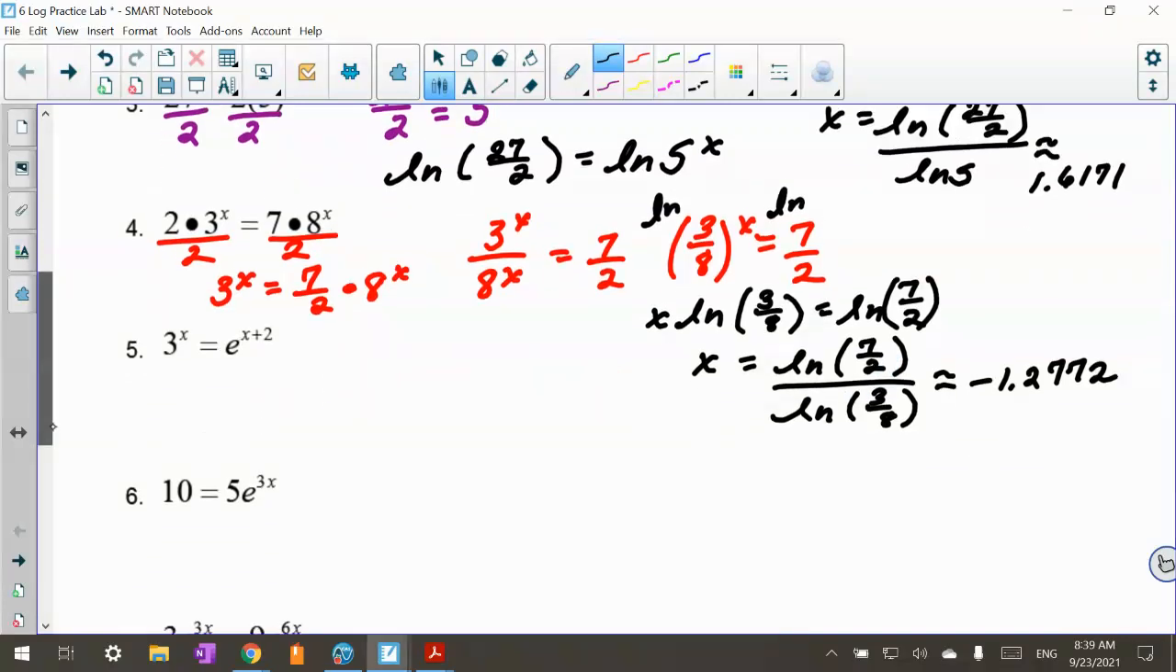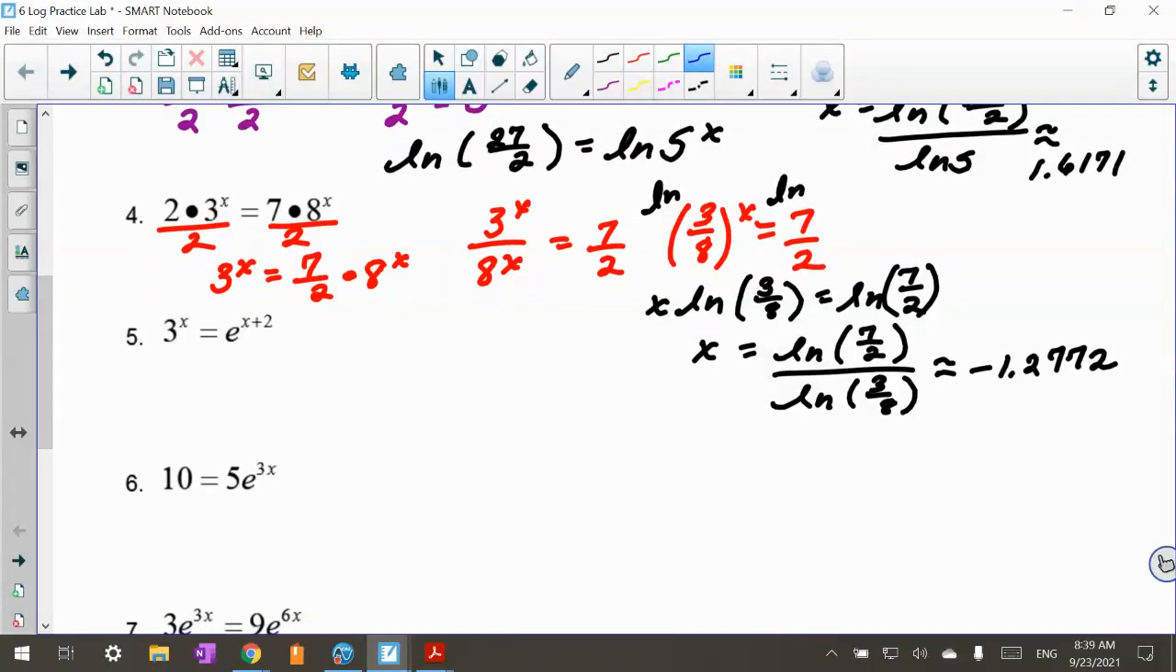Okay. Here's 5. So 5, I have this equation here. I have 3 to the x equals e to the x plus 2, and I'm solving for x, and there's really no normal math, so I'm going to start natural logging both sides. When I do, I can use the rule to bring down my x, so that's x natural log of 3 equals. Now, the cool thing about this, if I natural log a base e, it basically cancels itself out because the natural log of e is 1, just so you remember that. So I have this side is just equal to x plus 2.